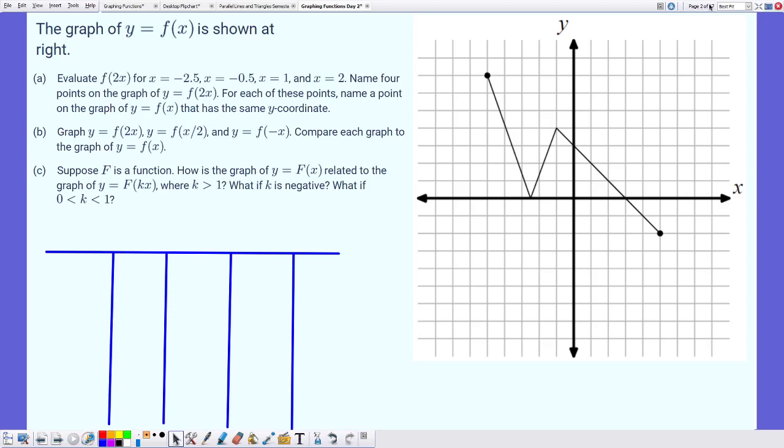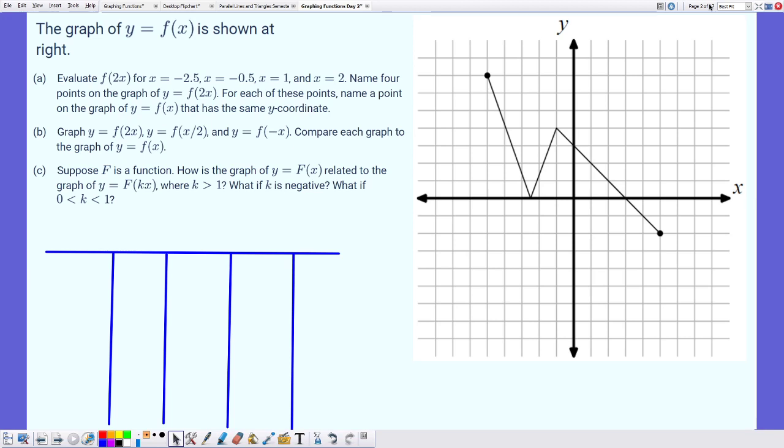Hello everyone. Today we will be covering some more problems on graphing functions. So let's read over the problem. We have f of x again, same graph we've been using before.